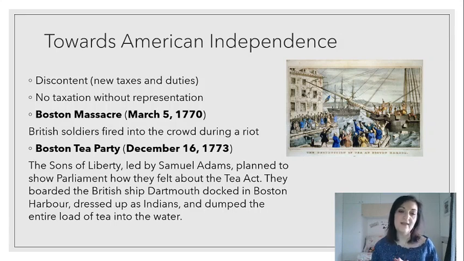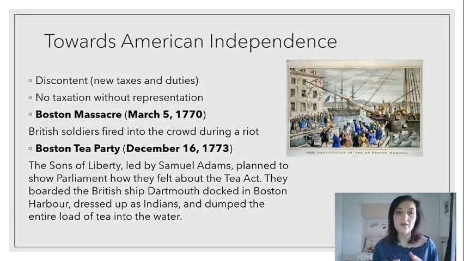What was this Tea Act? The Tea Act was a law which Britain imposed on its colonies, and this act said that the tea imported by the colonies had to be shipped and traded only by the English tea company, the British tea company. The colonies couldn't accept such an act because it limited their freedom to trade.